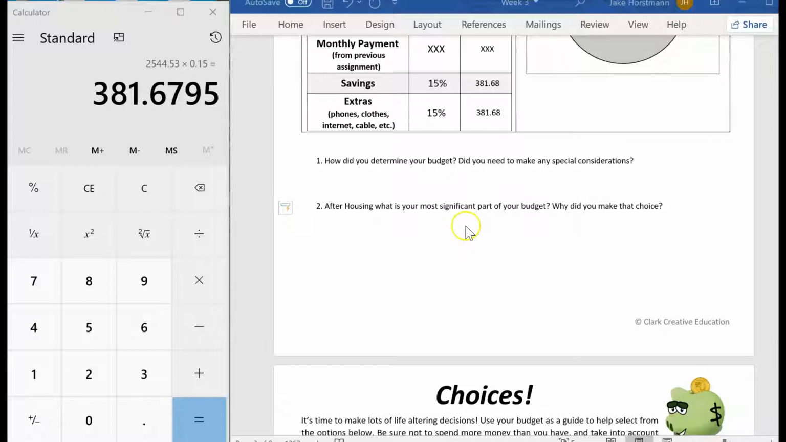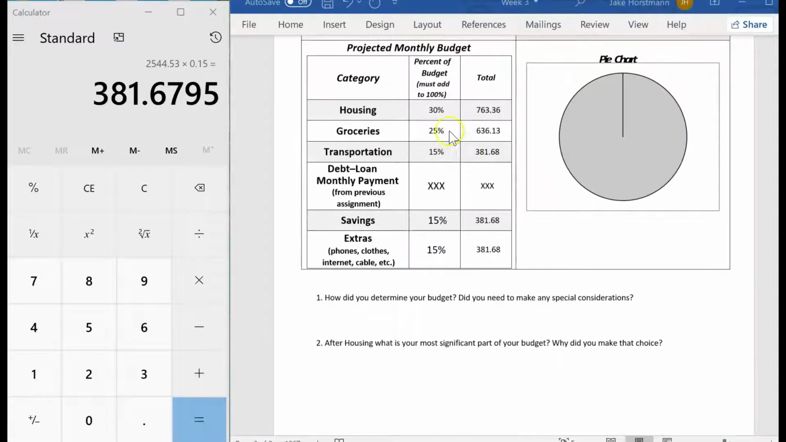After you're done with your pie graph, you just need to answer these two questions. How did you determine your budget? Did you make any special considerations? Well, I determined my budget based off what was told of me. I knew that I couldn't use more than 1/3 of my budget on housing. I also spent a lot of money on groceries. That's because I love food. I like to make sure I could feed my family.